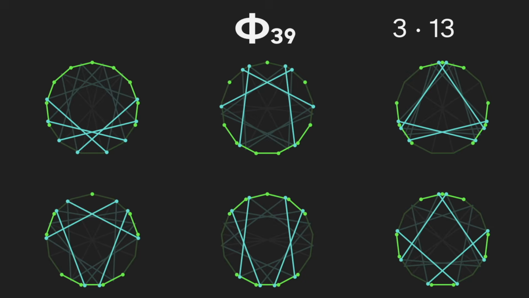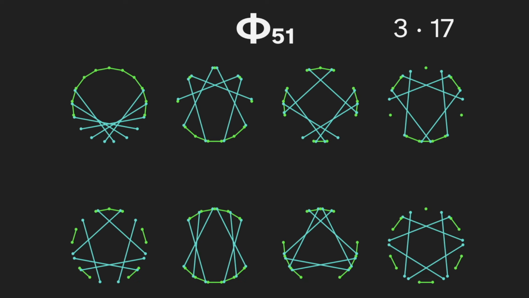And if we move further to phi sub 39, again we see 4 triangles. And here there are 15 ways to pick 4 points on a 13-gon, but we only see 6 of them. And if we move to phi sub 51, we have 6 triangles now. And at this point I have to remove those faded lines, otherwise it gets too messy.